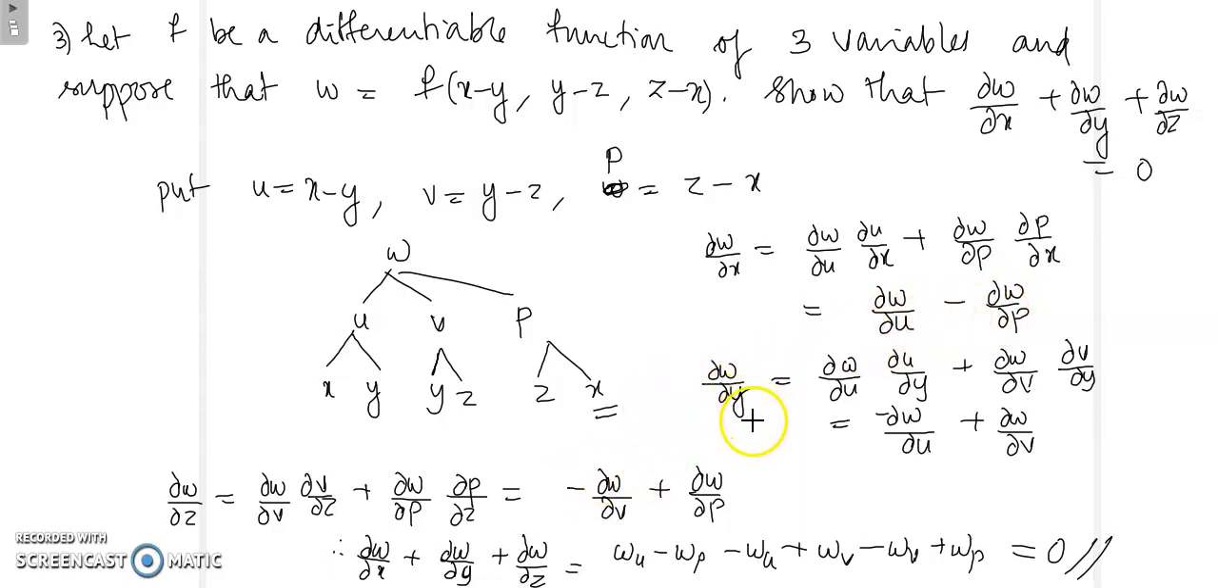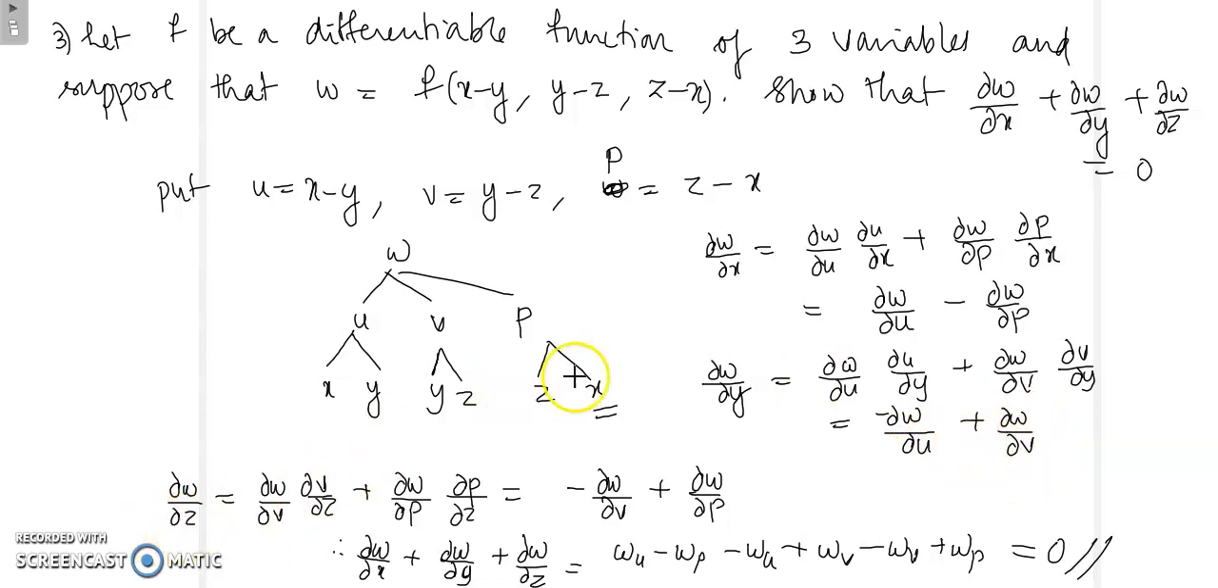Similarly, dou w by dou y is dou w by dou u into dou u by dou y plus dou w by dou v into dou v by dou y. So that is, dou u by dou y is minus 1 and dou v by dou y is 1. So you will get minus dou w by dou u plus dou w by dou v.